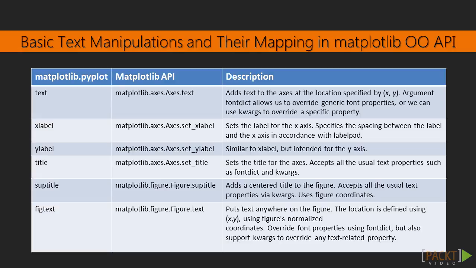The title manipulation sets the title and accepts text properties. The subtitle adds a centered title to the figure, whereas the last one, i.e. fig text, puts text anywhere on the figure. You can note down the Matplotlib API for all these manipulations.